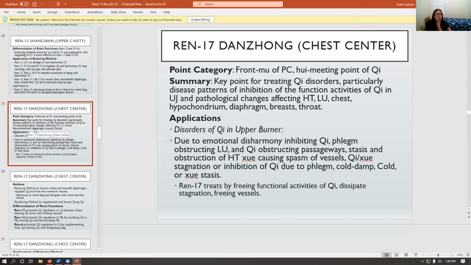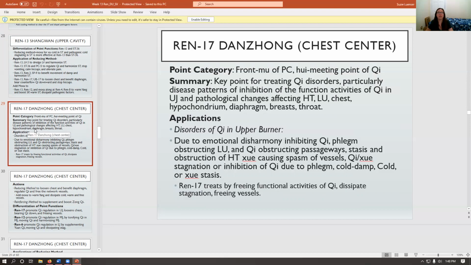Okay, next up is Ren 17. Ren 17 is the front mu point of the pericardium. It's also the meeting point of qi. A wonderful, wonderful point. Key point for treating qi disorders, especially when the functional activities of qi in the upper jiao are affecting the heart, the lung, the chest, the hypochondrium, the diaphragm, the breasts, or the throat. So really, all of this area is going to be affected by Ren 17.